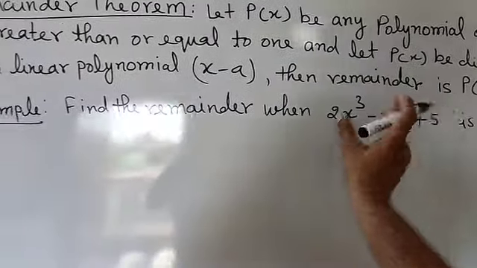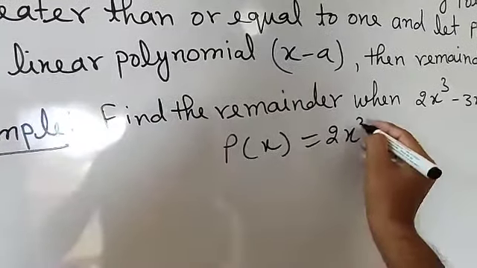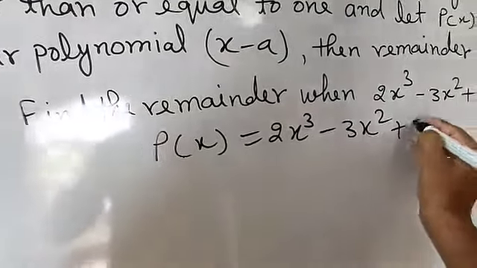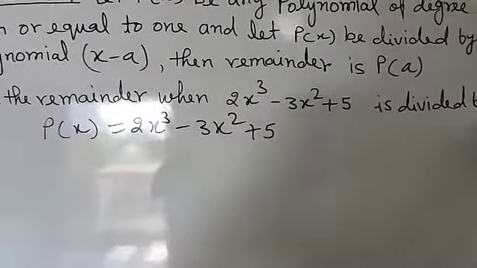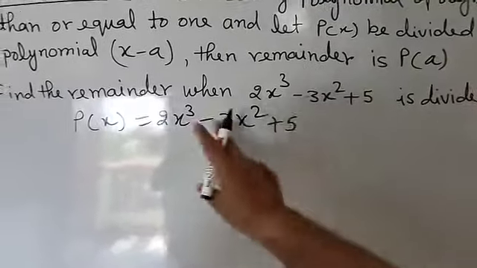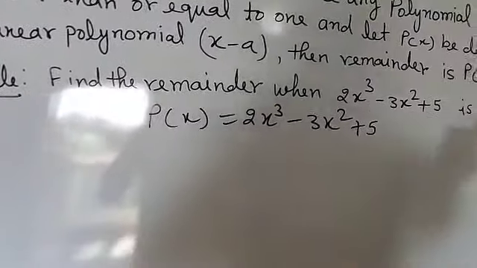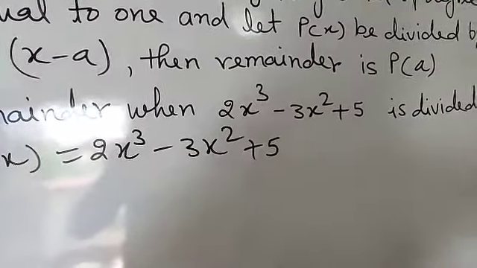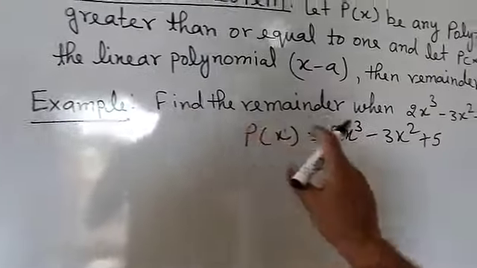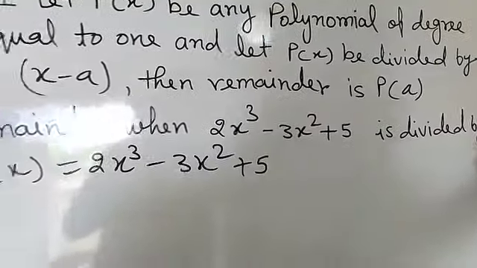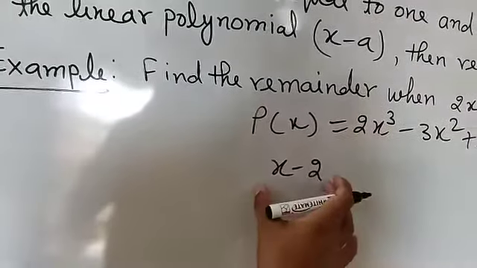So here the polynomial given, that is p(x), is equal to 2x cube minus 3x square plus 5. In the question it is asked that if you divide this polynomial by x minus 2, then what will be the remainder? So that polynomial p(x) is the dividend, and write down the divisor. By x minus 2 you are going to divide, so x minus 2 is the divisor. In the remainder theorem you need to put the divisor equal to 0.